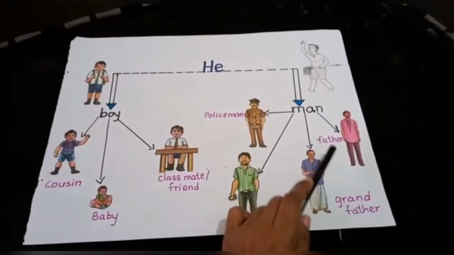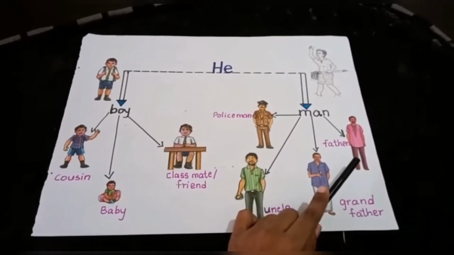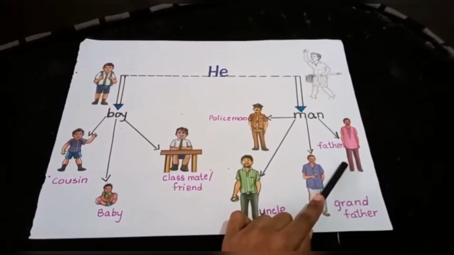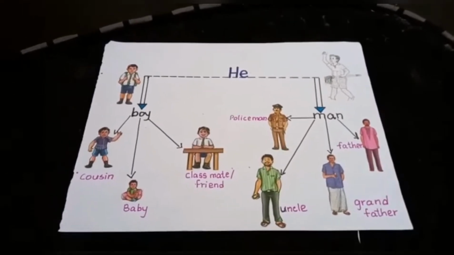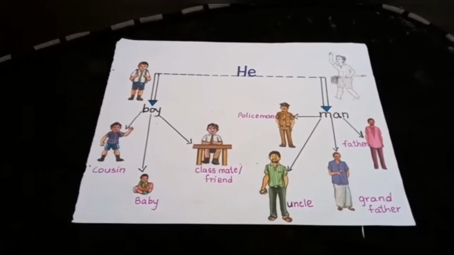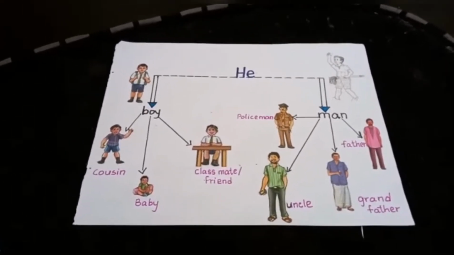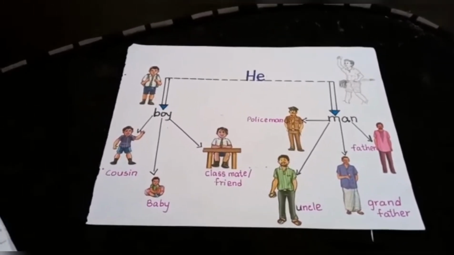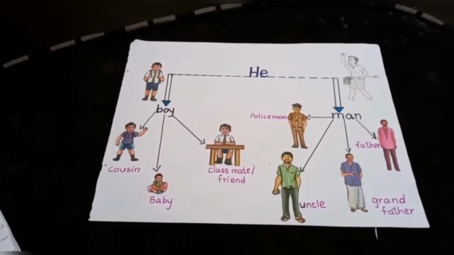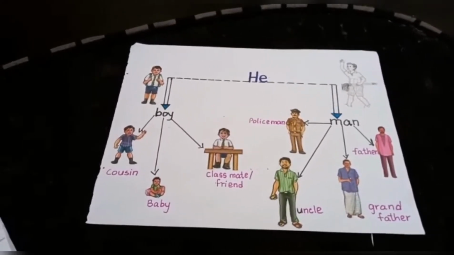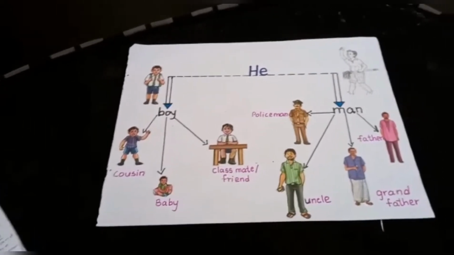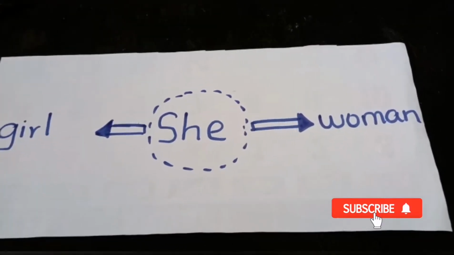Your father is also a man. He is my father. So always remember, when we say a boy or a man, we will always use he. A man can be your gardener or painter, anyone. So when you see a baby boy or a man, you will use the word he.